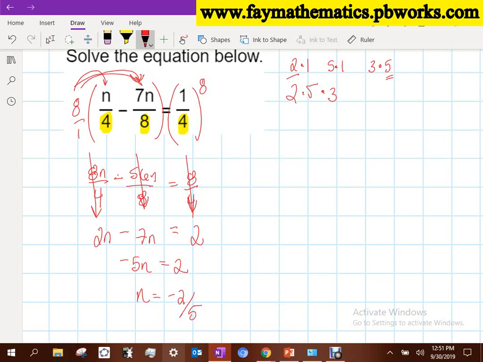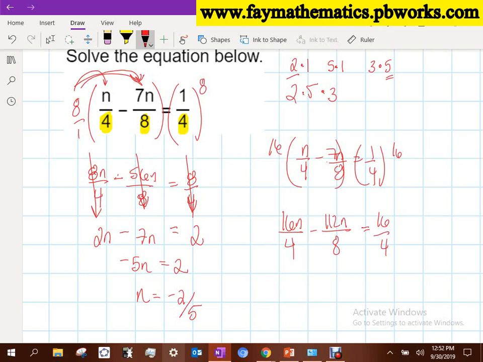Now, can everybody see up there that we could actually make everything grow to 16? Yeah. Okay. So I could have multiplied everything by 16. I could have taken n over 4 minus 7n over 8 equals 1/4. Multiply everything by 16. So I get 16n over 4 minus, now 16 times 7 is going to be 112 over 8. Okay, and then this is going to be 16 over 4.